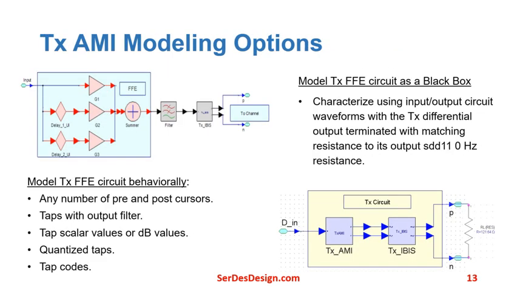IBIS transmit AMI modeling options. Two types of modeling approaches are provided. One approach models the transmit circuit FFE behaviorally with taps and an output filter. Any number of pre and post cursor taps are allowed. The taps can be defined with scalar values or dB values. The taps can be quantized between upper and lower limits. The taps can be represented with tap codes. In all of these cases, the output filter can be represented with transmit circuit output waveforms.